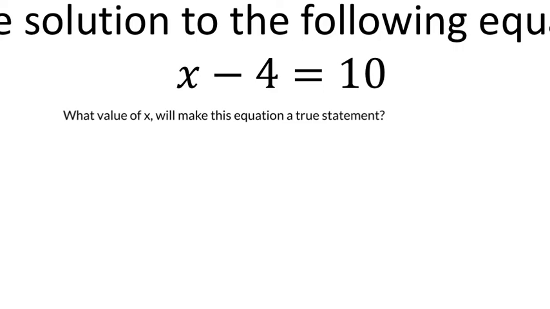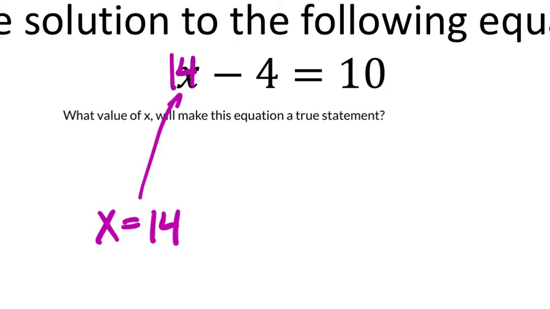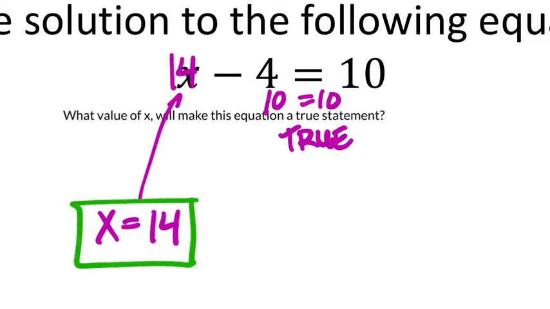Especially while we don't really have any math methods to solve this right now, you just may have to think, well, what value, I would have to take 4 away from this, whatever this value is, to get 10 in order to make it 10, right? So I know that if I replace x here with 14, then I would see that 14 minus 4 would be 10, and 10 does equal 10. That would be a true statement, okay? So this tells me that x equals 14 is the solution to this equation.